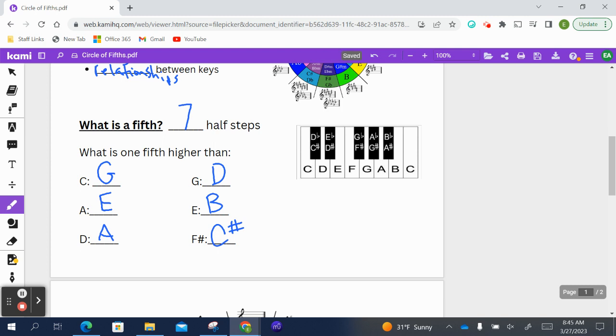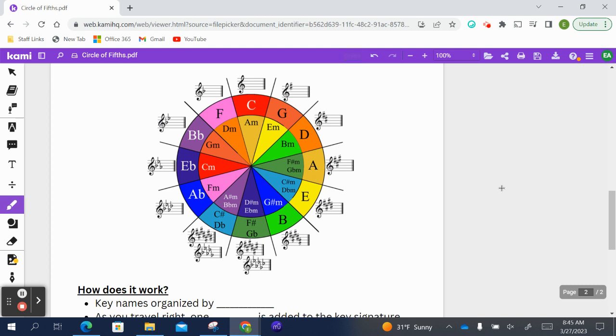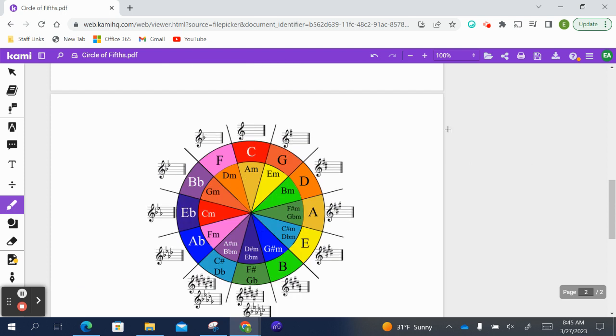So now that we know what a fifth is, let's take a look at the circle of fifths. How does it work? Well, the first thing is that key names are organized by fifths. That's why it's called the circle of fifths. So if we check it out here, we have a C, the key of C major. These letter names on the outside are the major keys that we've talked about. So we have the key of C.